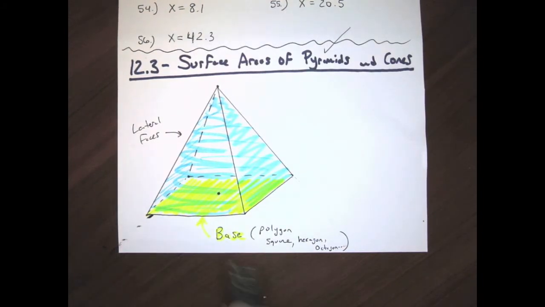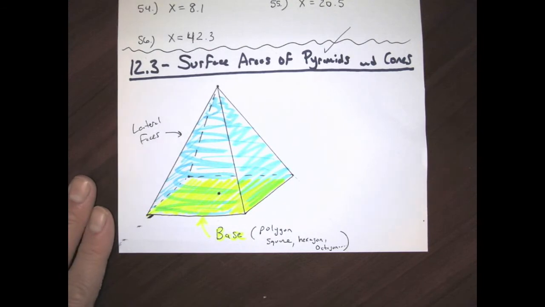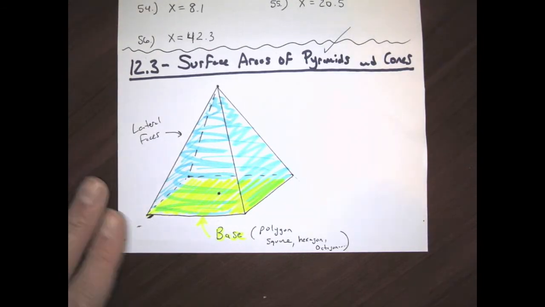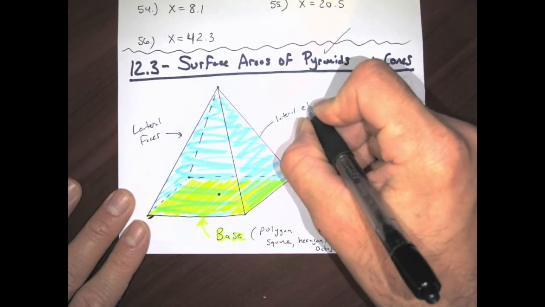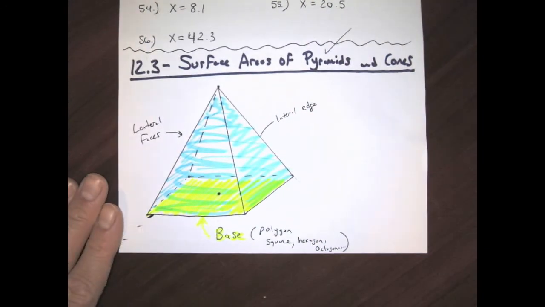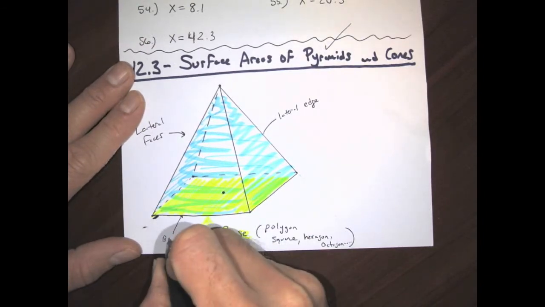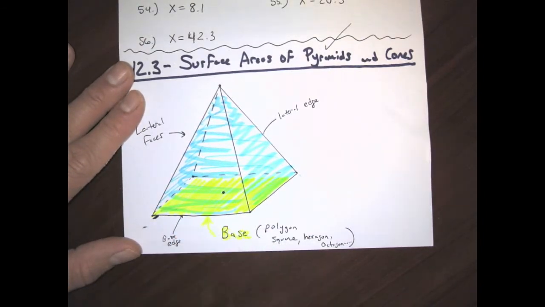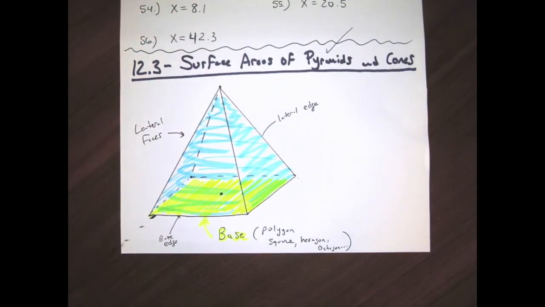And it's pretty much adding the areas of all these blue triangles going up to the very top. Those are the lateral faces. This right here is a lateral edge. This right here is a base edge. You know, it's an edge on the base. This is an edge on the lateral face. And then we got some interesting ones. So I need to change colors here.